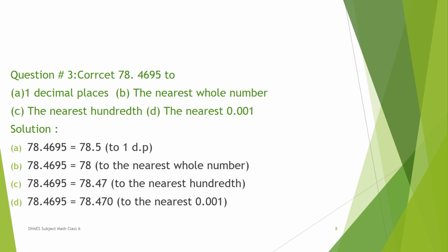In part D, the nearest 0.001 means after the point we consider three values. After the point we have 4695, we want to consider three values, so 0.469. After 69 we have a 5, that is, if we have a number 5 or greater than 5, then we add one to the previous number, so we add one to 69, then we get 70. So the answer is 78.470.